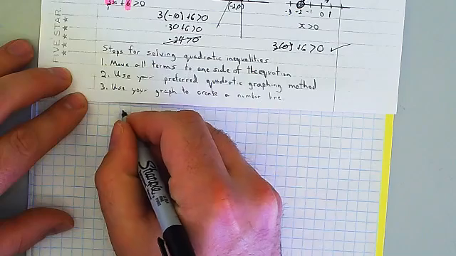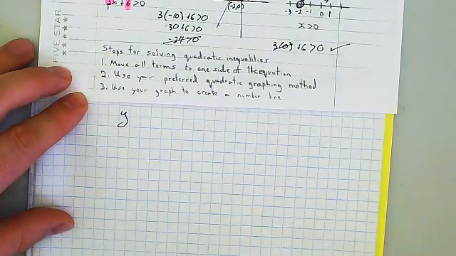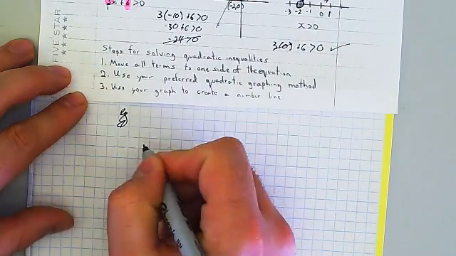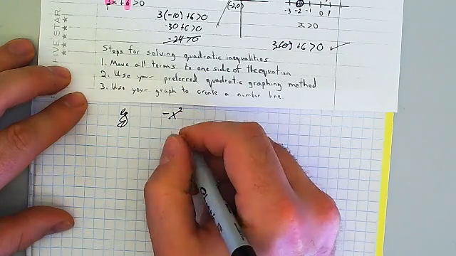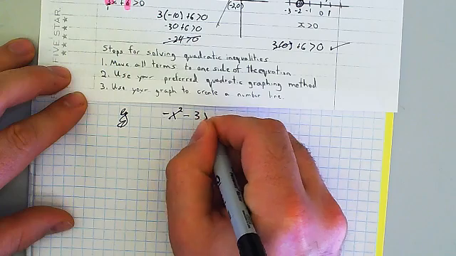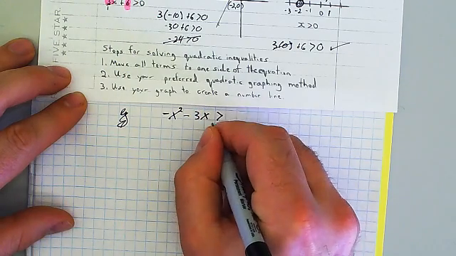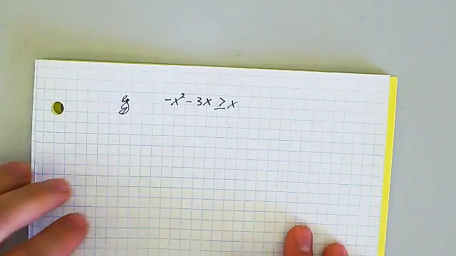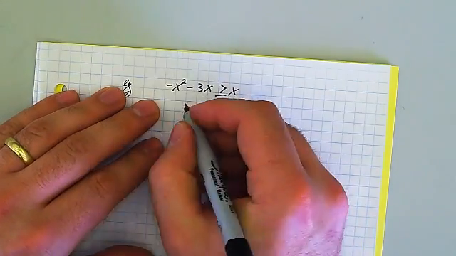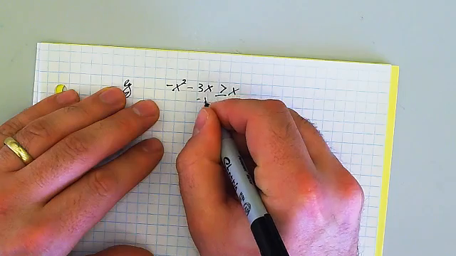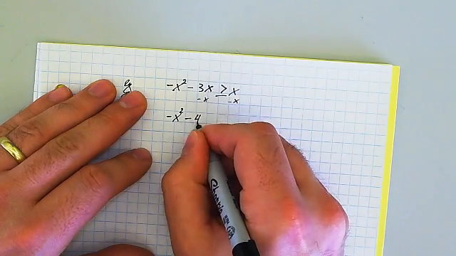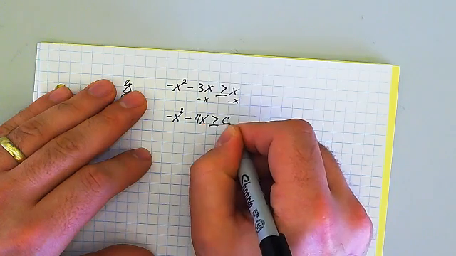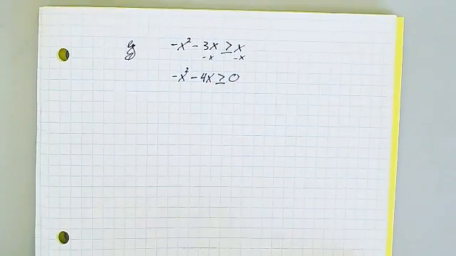So, I'm going to use the example y, negative x squared minus 3x is less than or equal to x. I'm going to get all my x's on one side, so I'm going to subtract x from both sides. So I'm left with negative x squared minus 4x is less than or equal to 0.